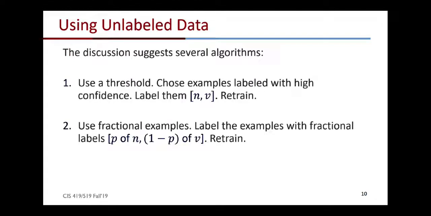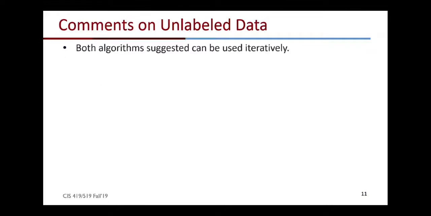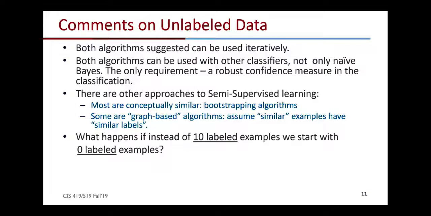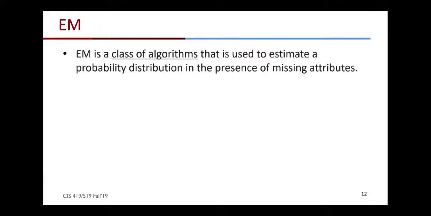Here I'm just summarizing what we've done, so let me skip this because we already saw this. This really is the answer to my question, what happens if instead of 10 labeled examples, we start with 0 labeled examples? Because we're going to do just what we just described. We're going to start with some parameters, compute these fractional labels, and keep on going. And this algorithm is going to be called the EM algorithm, and we're going to write this in a more explicit way.